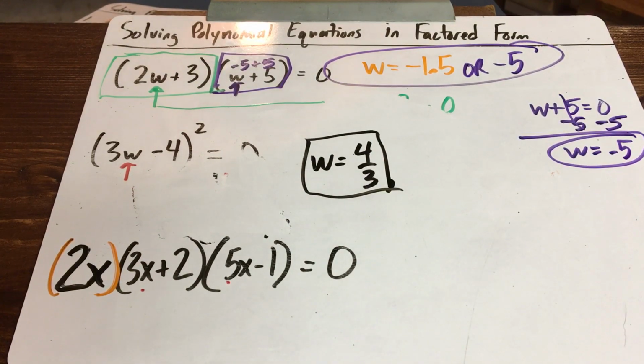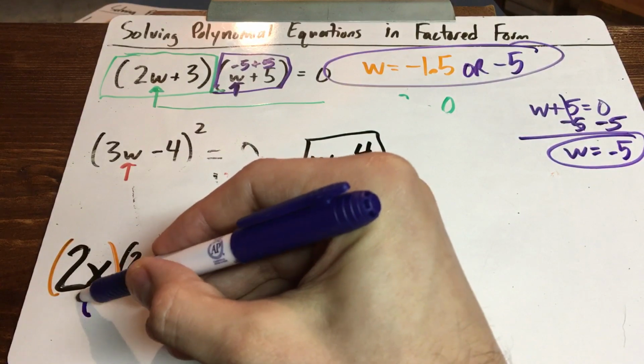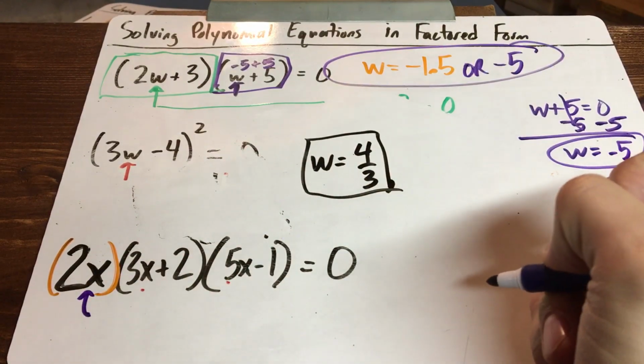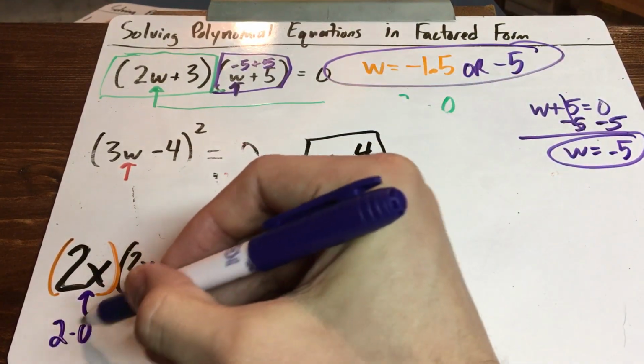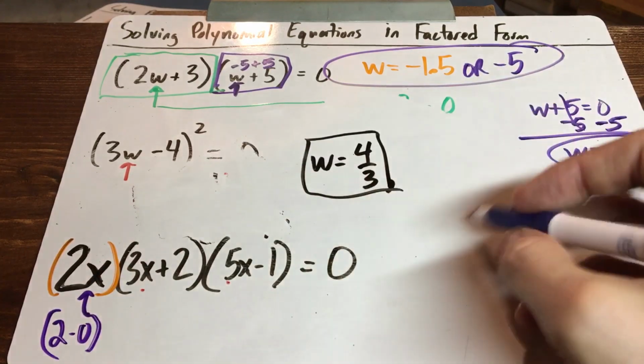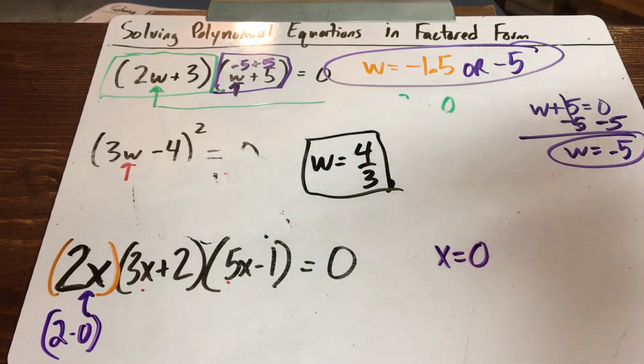We're going to do this just like we have been, right? What number would I put right here to make it equal 0? That would have to be 0, right? 2 times 0 would equal 0. And so one of my answers is x equals 0. That's going to be my first one.